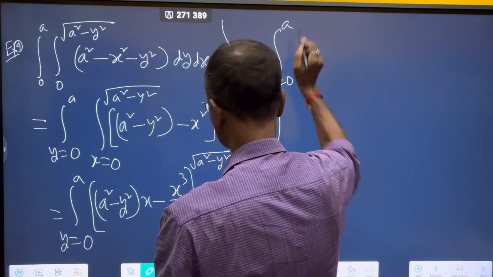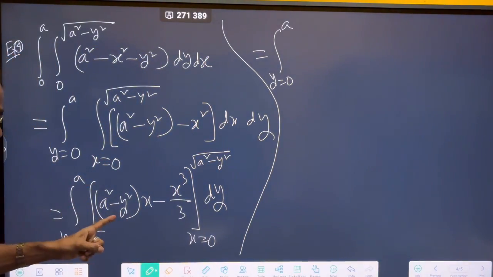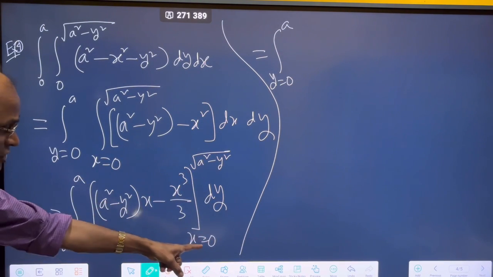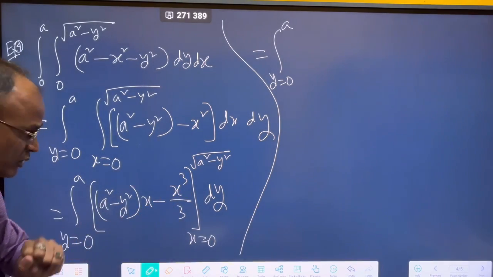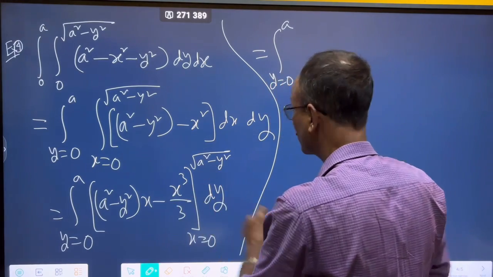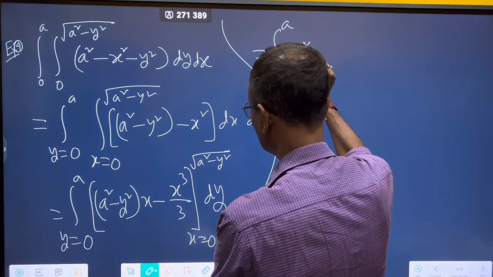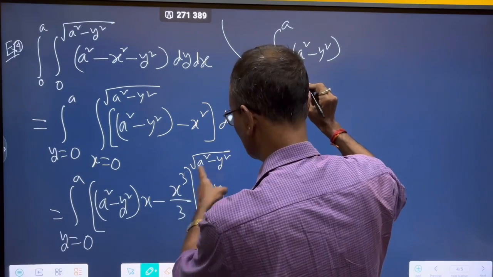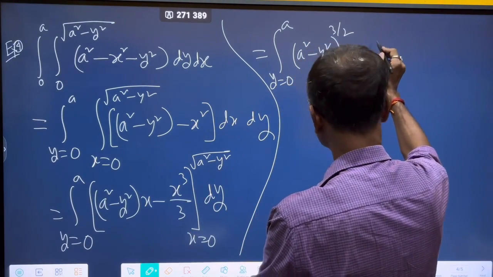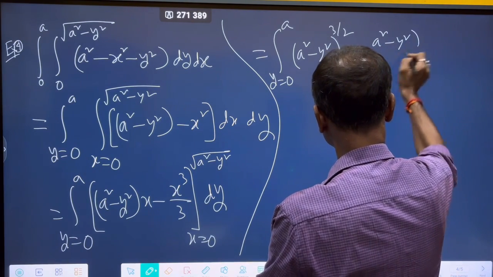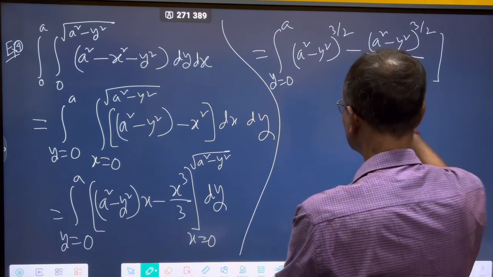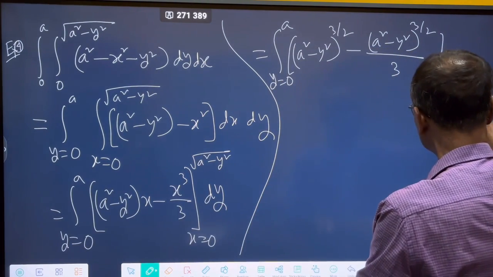Y equal to 0 to a. Now put x is equal to root over a square minus y square. If you put x is equal to 0, this term will be equal to 0. Then you will get a square minus y square into root over a square minus y square, means power 3 by 2, minus a square minus y square whole to the power 3 by 2 divided by 3, dy.